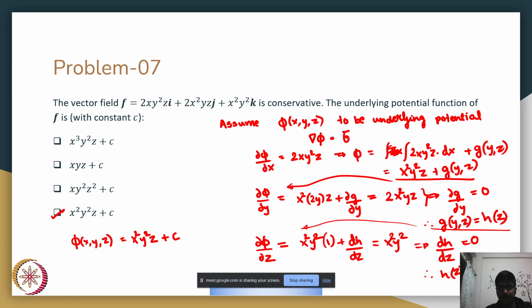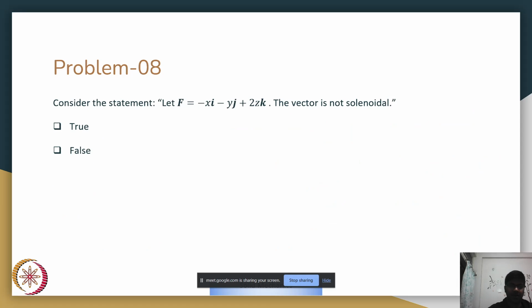This is clear, right? Okay, so if there are no questions, we'll move to the next problem. Problem number 8. We are given a statement and we are asked whether it's true or false. The statement is: let vector field F be defined as minus x i hat minus y j hat plus 2z k hat, and we are asked to comment whether this field is solenoidal or not.